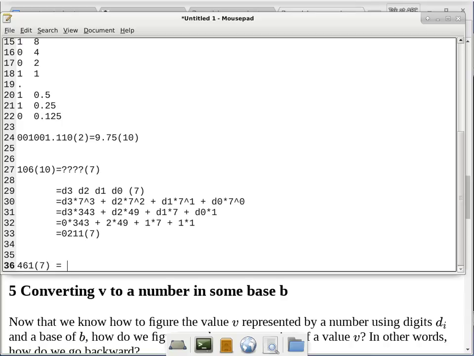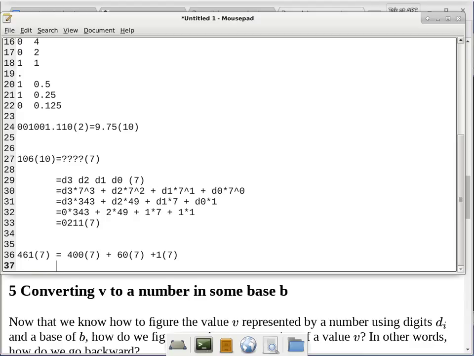Now, I have to be careful not to call this 461 because when I say 100, it is specifying the quantity of 10 to the power of 2. So I cannot say this is 461. This is 461 as a base 7 number. All right? So we'll break it up. Okay, so what I do here does apply to every single base. So it becomes 400 base 7 plus 60 in base 7 plus 1 in base 7.